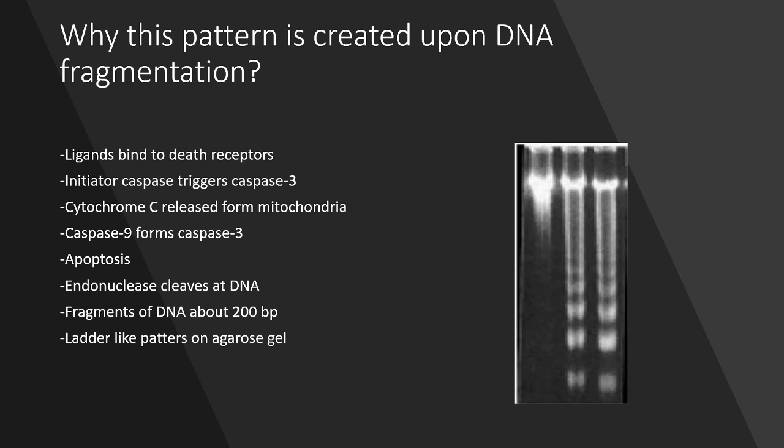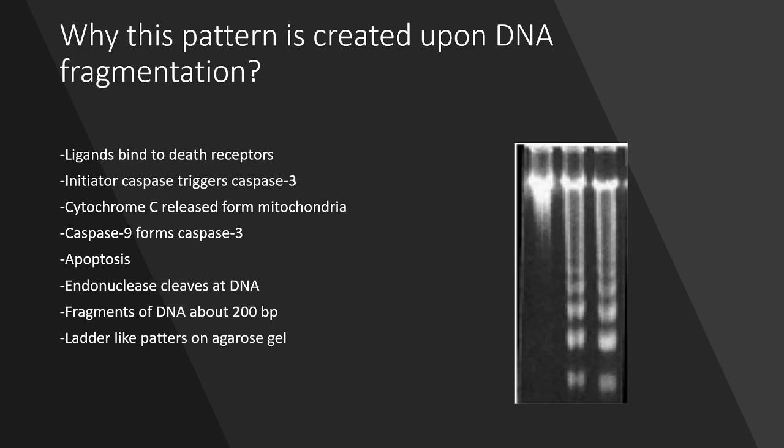So why is this pattern created upon DNA fragmentation? When DNA from a cell that went through apoptosis is run on an agarose gel, the fragmented DNA differs in size, but it creates a ladder-like appearance on the gel. It stains the gel in a way that it forms kind of like a ladder.